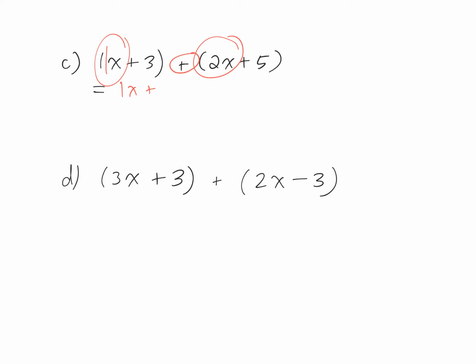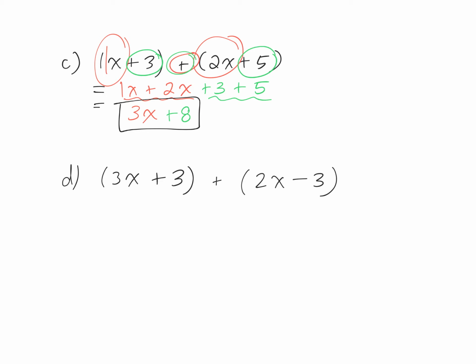This one. We have a 1x and we're adding a 2x. So we have 1x plus 2x. Did I write this wrong? No, I didn't. Then we have a positive 3 plus a 5. So positive 3 plus 5. What's 1x plus 2x? And what's 3 plus 5? Raise your hand if you got 3x plus 8 as your final answer for C.